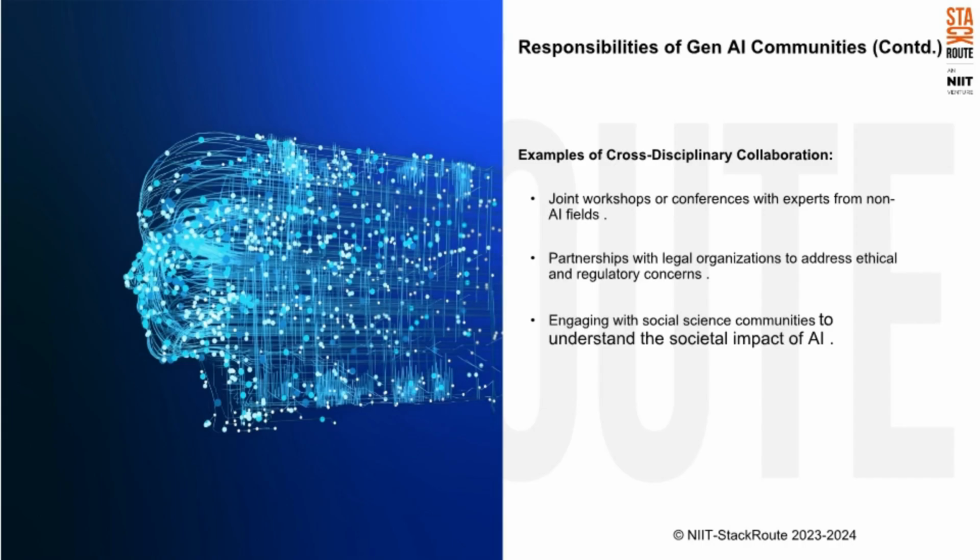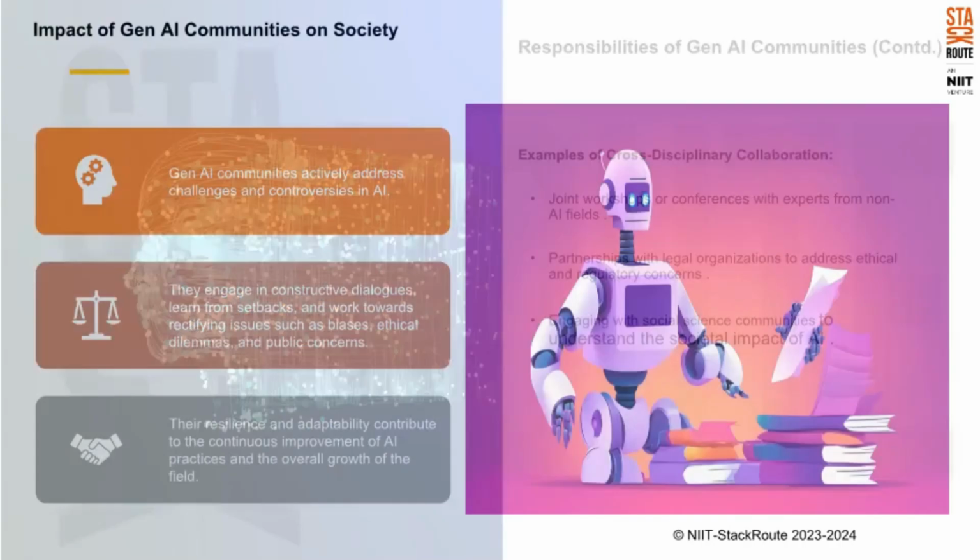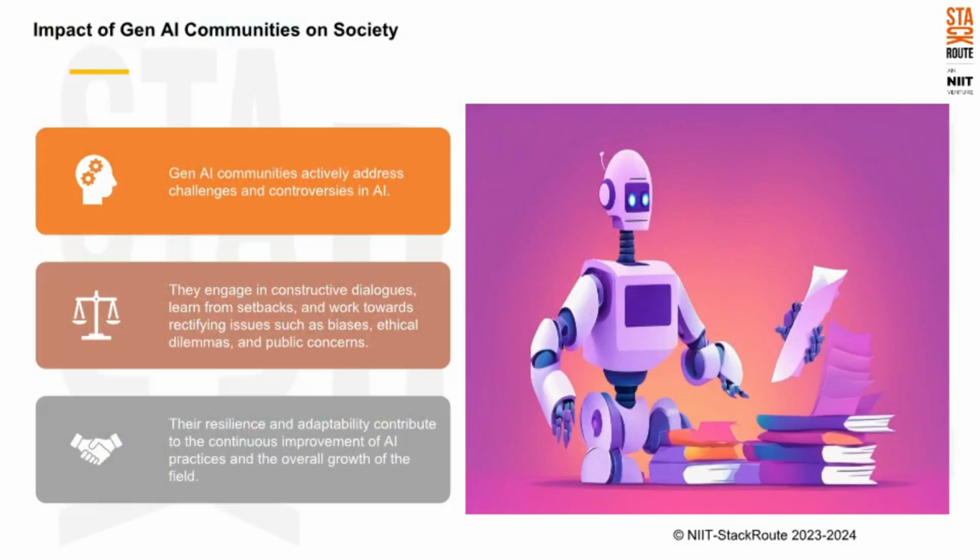Coming to the impact that they have on society. GenAI communities influence AI policies, driving the development and implementation of ethical guidelines and regulations. They contribute insights, provide recommendations, and raise awareness about the societal implications of AI. These communities also shape the development of AI technologies through collaborative efforts, knowledge sharing, and showcasing successful projects. They foster innovation, push the boundaries of AI capabilities, and inspire advancements in various domains.